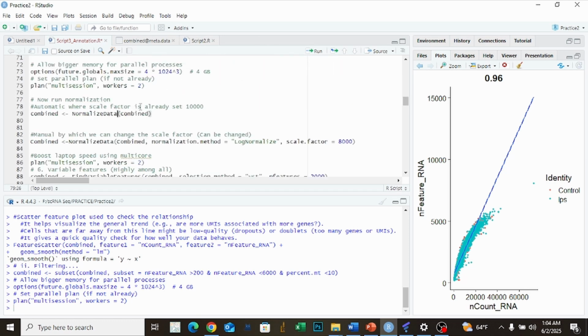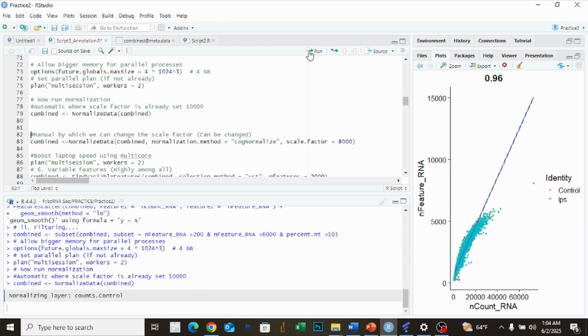Now let's combine. Now let's run normalization. Okay, now it is normalizing layers, starting with counts control. After counts control finishes, counts LPS will start. Normalization can be changed manually, for example the scale factor can be selected as 8,000, 9,000 or 7,000. It depends on us.